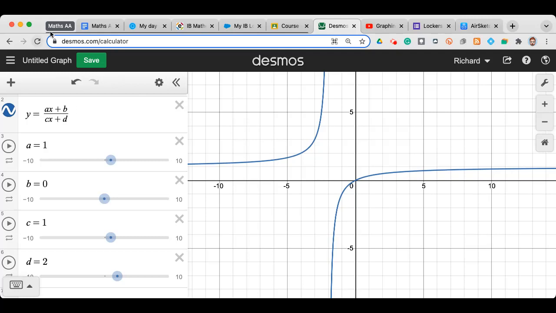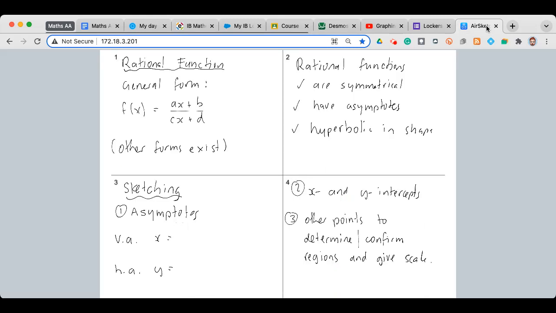I'll pop that into Air Sketch so you can see it, but I just wanted you to see it visually to start with. So the vertical asymptote is negative d on c. Put this if it helps, don't if you don't want to. This bit in blue. So you take the denominator, set it equal to 0 and solve for x. Okay, negative d on c. Is that okay?